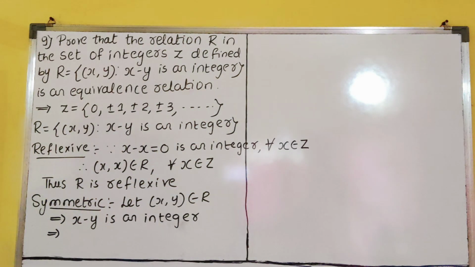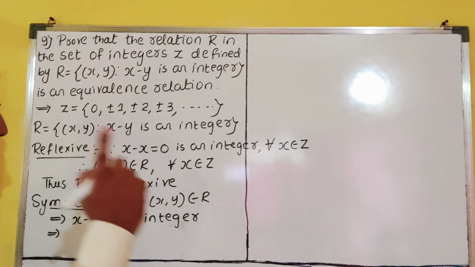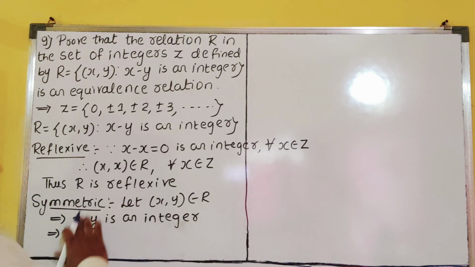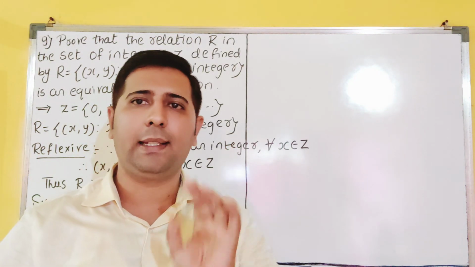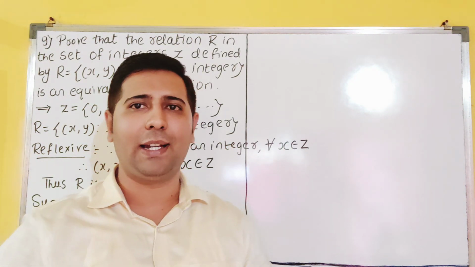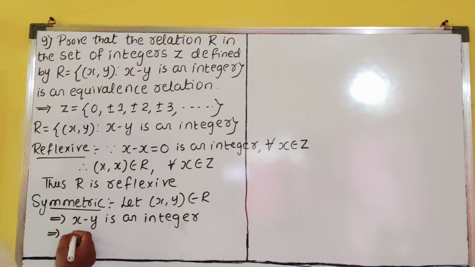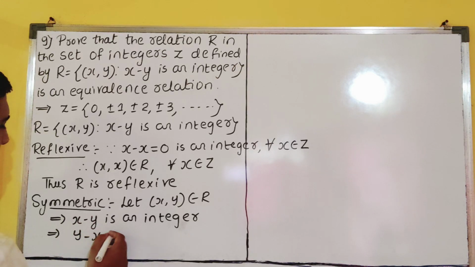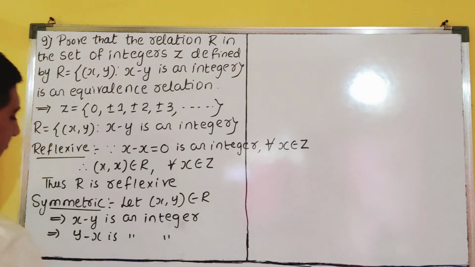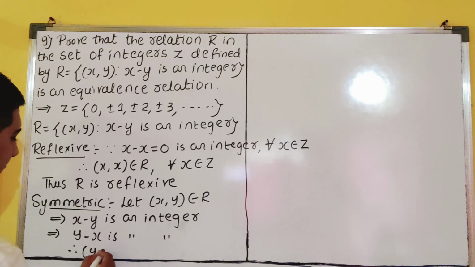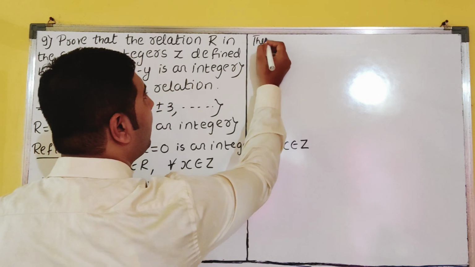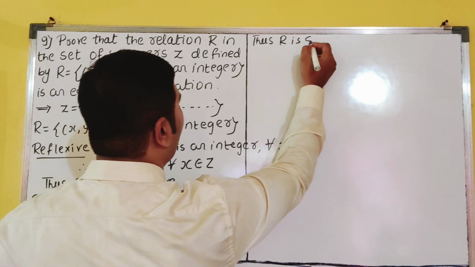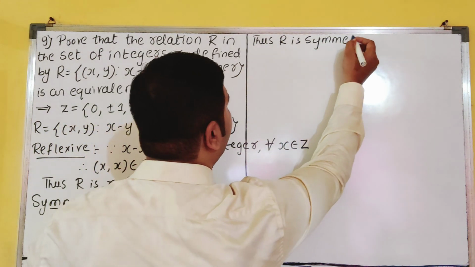So 2 minus 1 is 1, and 1 is an integer. 1 comma 2 means 1 minus 2 is minus 1. Minus 1 is also an integer, dear students, which will satisfy the condition. So that's why you can write y minus x is an integer. Therefore you can say (y, x) belongs to R. Thus R is symmetric. Very simple and very fast we can write all these things.